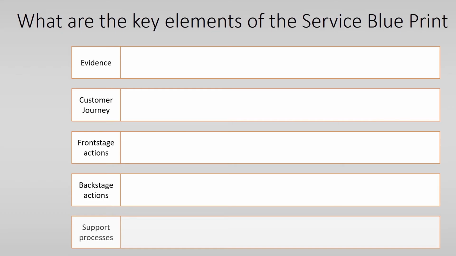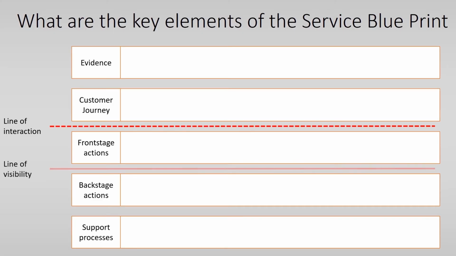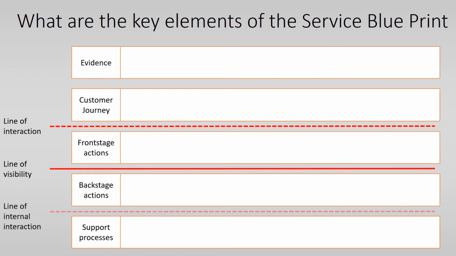In addition to these 5 lanes, there are 3 horizontal lines. You find the line of interaction below the customer journey. This line shows the face-to-face interaction between the customer and employee. For example, when the food is given to the customer. The second line is the line of visibility. All activities below this line of visibility do not have any face-to-face contact with the customer. Then the third and last line, the line of internal interaction. As the name describes, this line shows the internal interaction between the support processes.